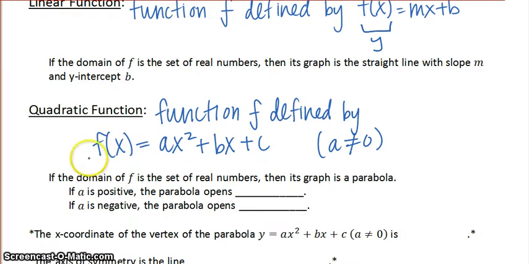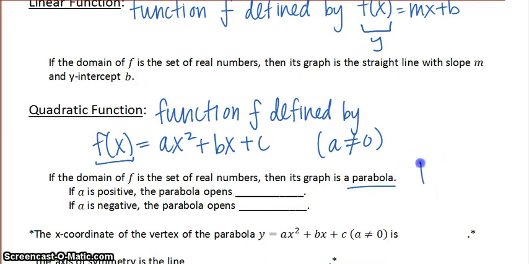But you'll just need to really focus on this. Again, this can be considered your y, and then you have your x's. A, b, and c are all just numbers, okay? So it could be like 5x squared plus 2x plus 3, okay? They're numbers. Now, if the domain of f is the set of real numbers, then its graph is a parabola. So it's not a line, it's a parabola.